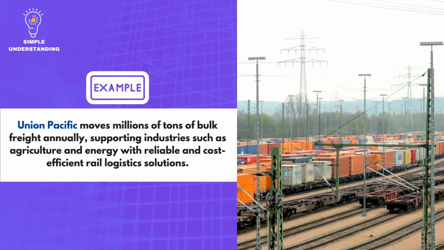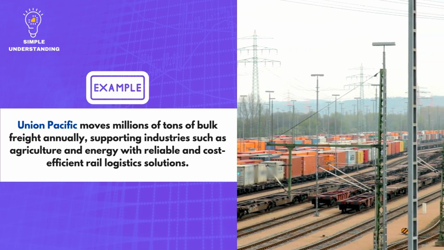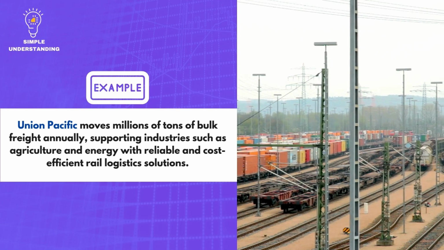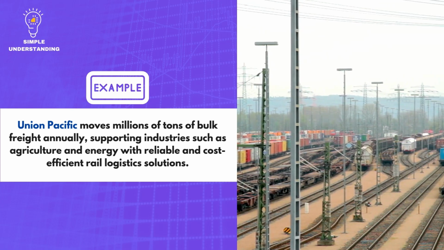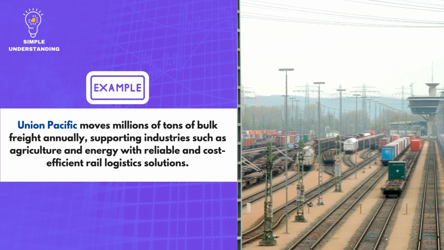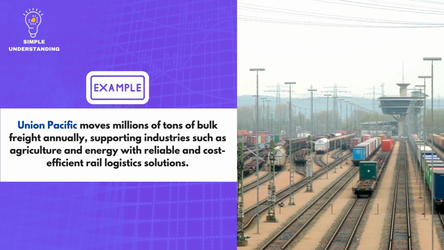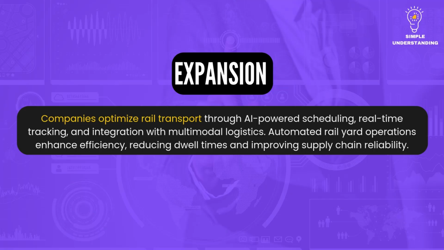Real company example: Union Pacific moves millions of tons of bulk freight annually, supporting industries such as agriculture and energy with reliable and cost-efficient rail logistics solutions. Expansion: companies optimize rail transport through AI-powered scheduling, real-time tracking, and integration with multimodal logistics. Automated rail yard operations enhance efficiency, reducing dwell times and improving supply chain reliability.